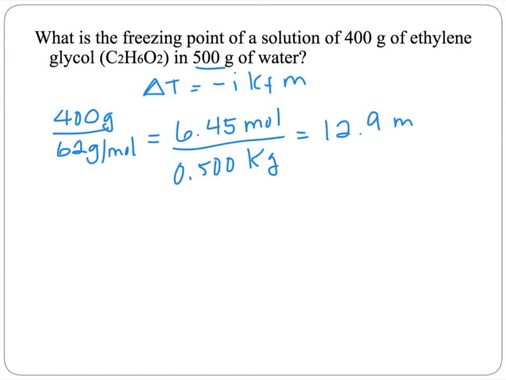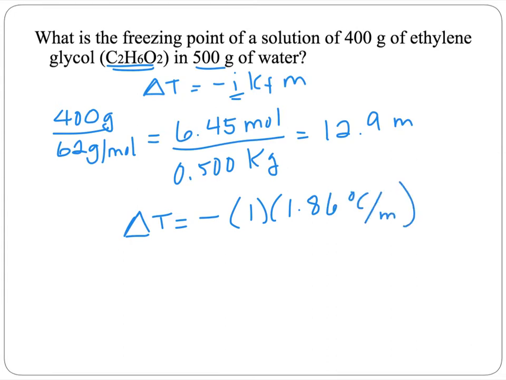So then we plug things into our formula. We've got our change in temperature being equal to a negative times the number of particles, i representing how many particles we have. We really are only getting one. Ethylene glycol is a covalent compound. It's not going to fall apart into ions, so for every mole of ethylene glycol, you have 1 mole of particles. We multiply that by our freezing constant, and I didn't bring that over from the other page, but it's 1.86 degrees Celsius per molal. And so you will always be given this constant. You do not need to memorize it. And then we multiply that by the molality of the solution.